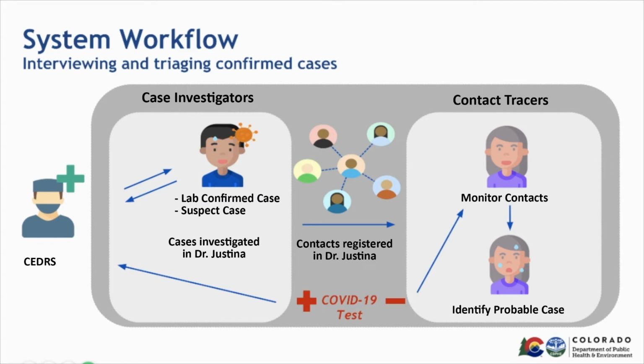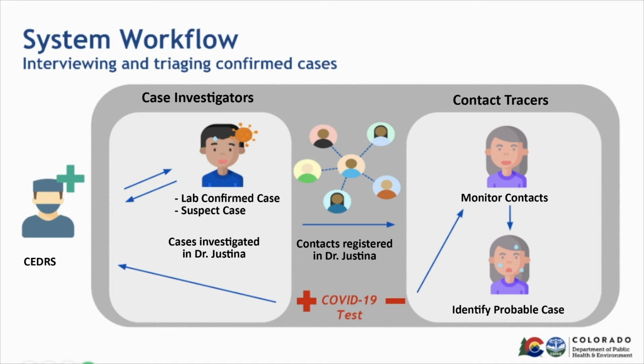Here is a visual overview of the system for interviewing and triaging confirmed, suspect, and probable cases and contacts. Our first stop is here on the left. Cases are imported in from CDERS. These can be confirmed cases or suspect cases. A confirmed case is lab confirmed, while a suspect case should only be added if it has an associated positive at-home antigen COVID test. Some data will be shared from Dr. Justina back to CDERS. This is why we have an arrow flowing back from cases into CDERS here. And all of this happens under the case investigators.